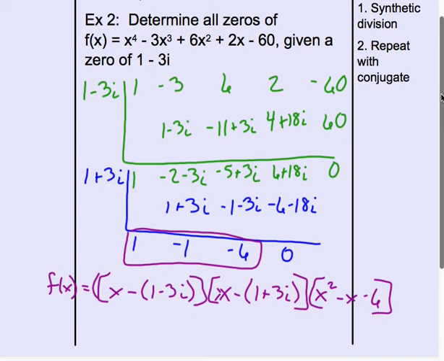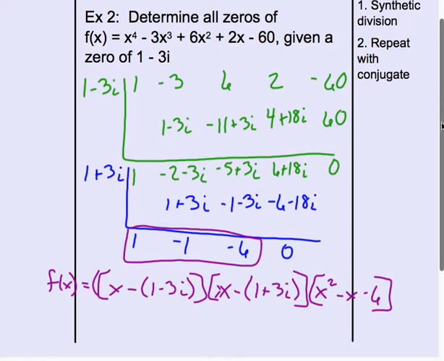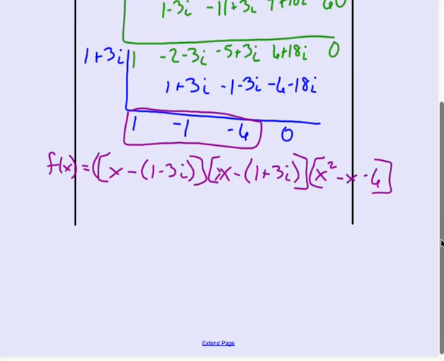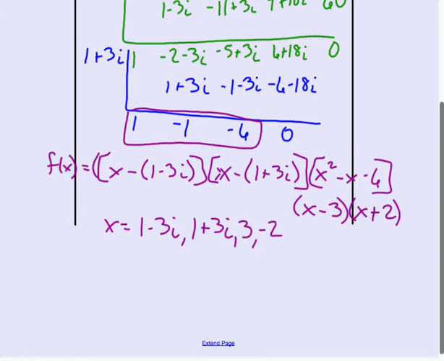So we know the two imaginary zeros, 1 minus 3i and 1 plus 3i, and we just need to factor this last piece, x squared minus x minus 6, which we saw in a recent video, I think it might have been yesterday's video, how that factors using the T-chart method. So all of the zeros are 1 minus 3i, 1 plus 3i, and those last two pieces that we found when we finished factoring, 3 and negative 2.